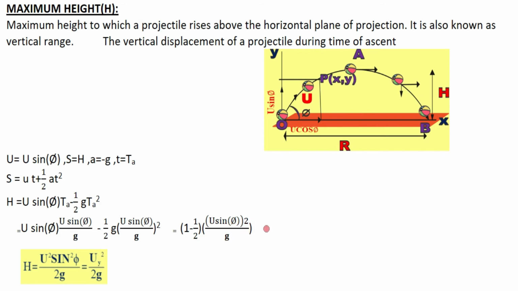On doing further mathematical calculation, I'll get the expression for maximum height, h is equal to (u sin phi) whole square by 2g, or u square sin square phi by 2g. This can be written in another form, which is the initial vertical component of velocity whole square by 2g. So the other formula for maximum height is h is equal to uy square by 2g.